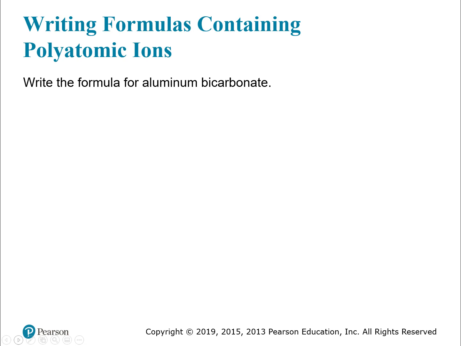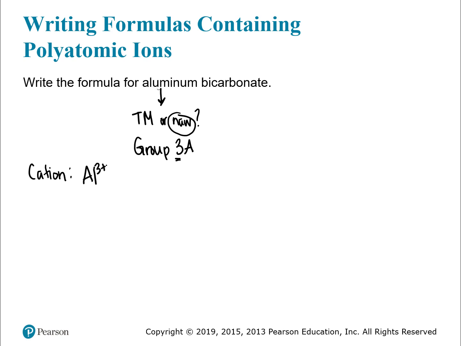Now let's do another one. We've got to write the formula for aluminum bicarbonate. The first thing we ask about that metal: transition metal or no? No. It is a group 3A metal, which means its charge is going to be 3+. Easy peasy.